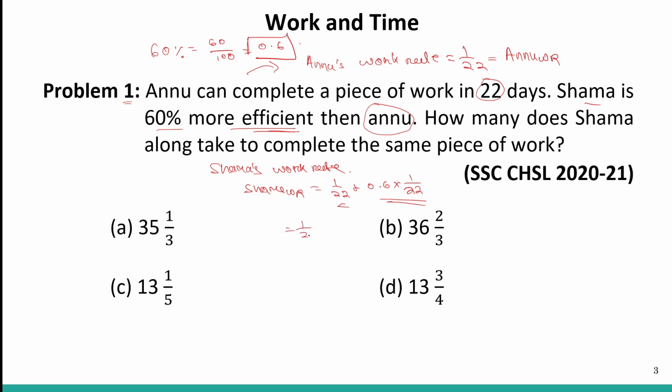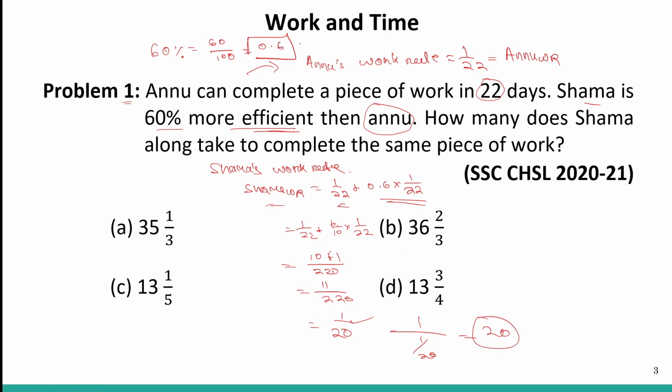So it will be equal to 1 by 22 plus 0.6, so 6 by 10 into 1 by 22. So it will be 10 plus 1 is equal to 11 by 220. So this is nothing but 1 by 20, the work rate of Sama. So how many days does Sama take to complete the same piece of work? It will be the reciprocal of 1 by 20, that is 20.